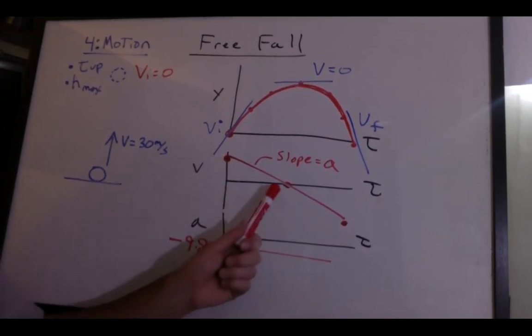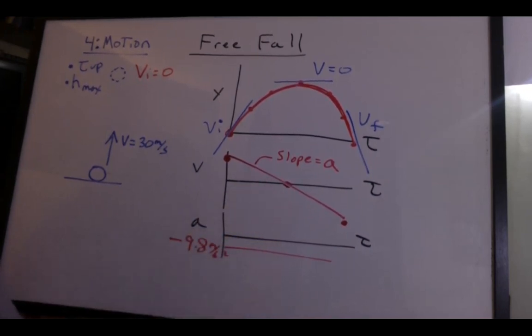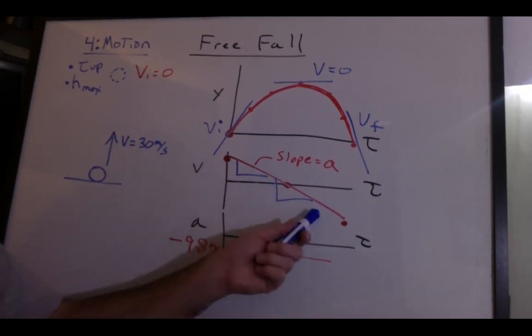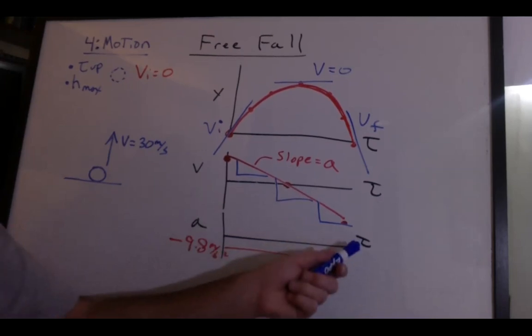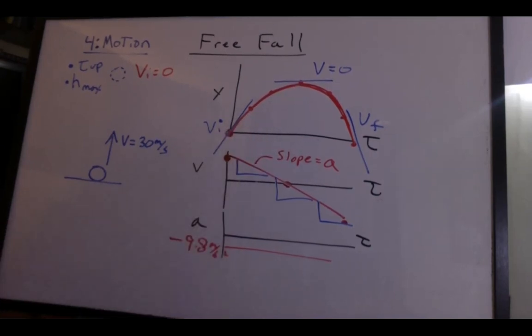You have a negative slope the whole way. So it's not the 0 velocity that tells you anything about the acceleration. It's the change in velocity over change in time, and it's all the same slope all the way through. So what's the acceleration when the ball gets to the top? Negative 9.8.